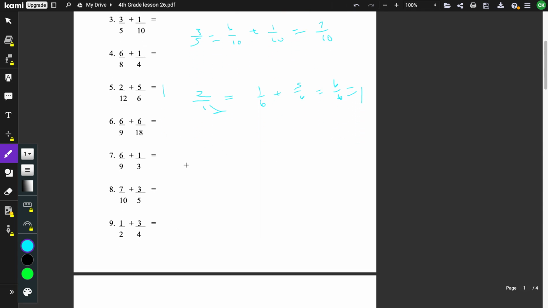Number 7, 6 over 9 plus 1/3. 6 over 9 simplifies down to 2/3 because we need to have the same common denominator, which is always important. And adding that to 1/3, that's just 1. So number 7 is 1.